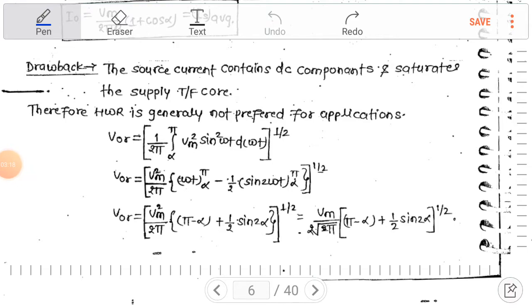Output RMS can be found by squaring the voltage, Vm sin omega t whole squared, then integrating it from alpha to pi in terms of omega t, then dividing it by the time period 2 pi and then taking the square root of the whole term. The resultant will be Vm by 2 root pi, times the square root of (pi minus alpha plus 1 by 2 sin 2 alpha). Here pi minus alpha is in radians.